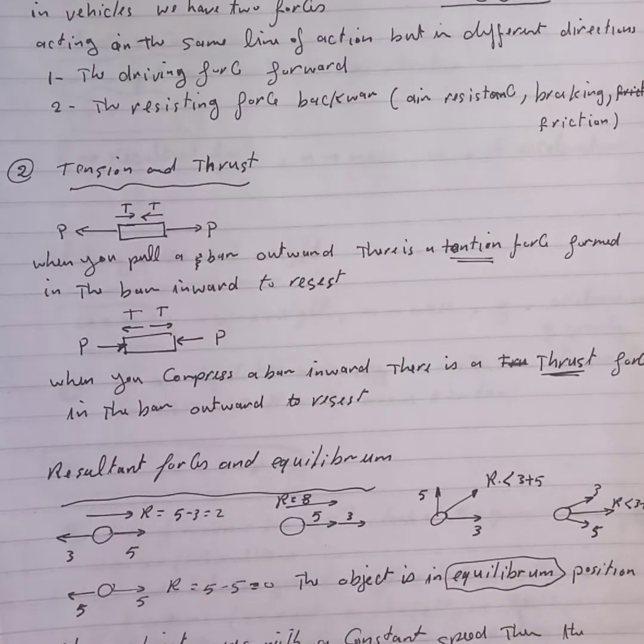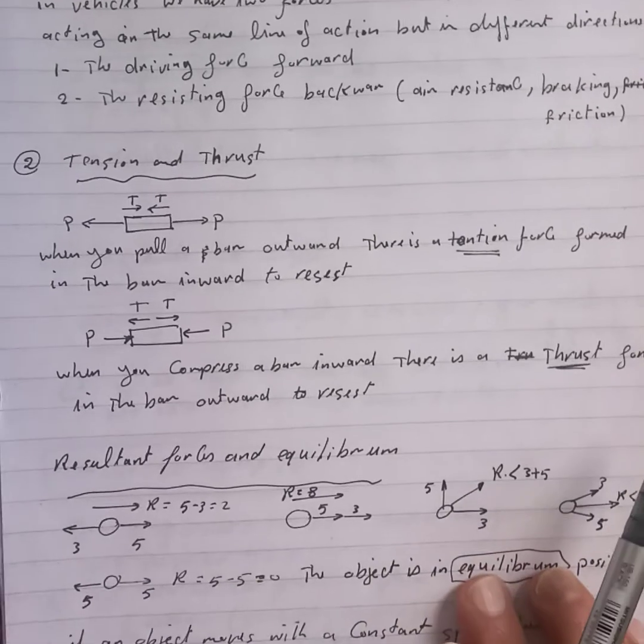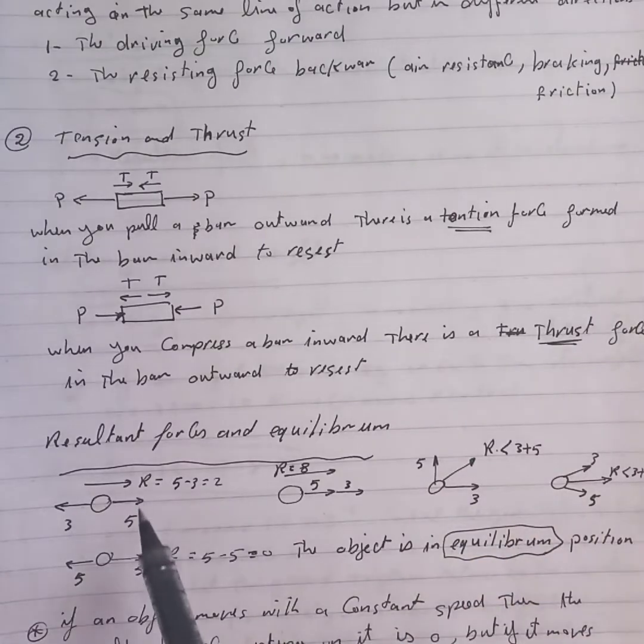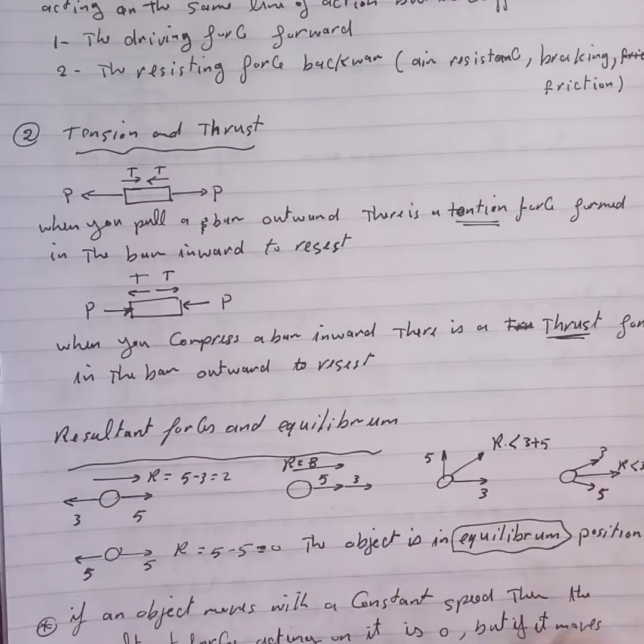Resultant forces and equilibrium. If an object like this experiences two forces in two different directions, like 5 newtons and 3 newtons, the resultant force is the difference between these two forces. Because this is bigger than this, 5 minus 3 equals 2, which means the object will move to the right with a force of 2 newtons.